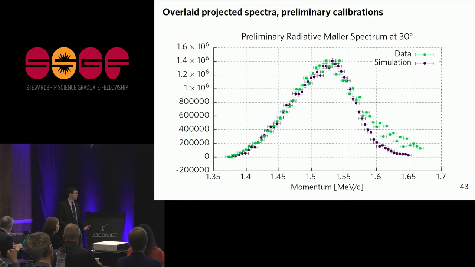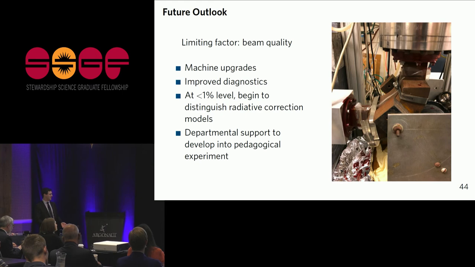So the future outlook: our limiting factor is beam quality. This is the main bending magnet that brings the beam out into the horizontal plane, and we have some work to do on that. We want to do some machine upgrades. We want to add improved diagnostics to know what the beam looks like as we're focusing it, because we only have like one measurement point right now.